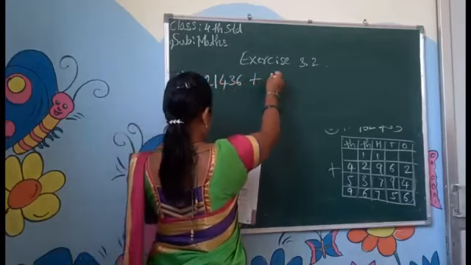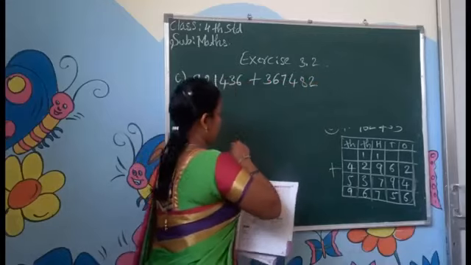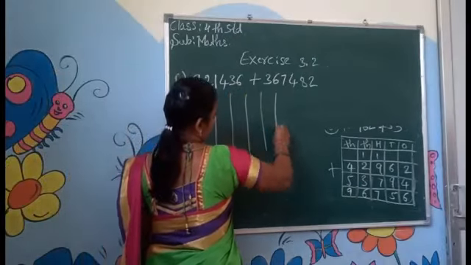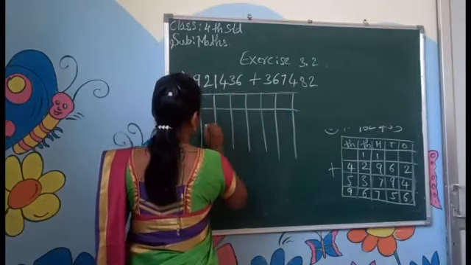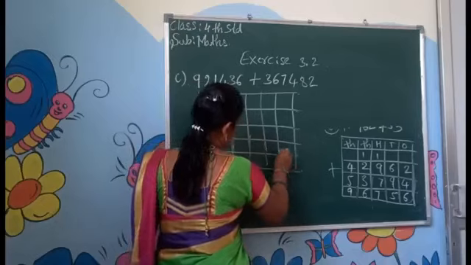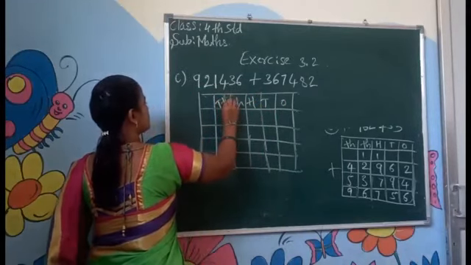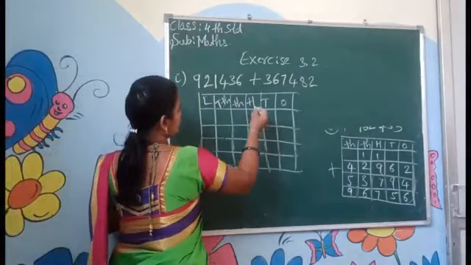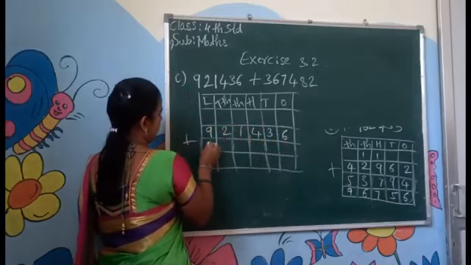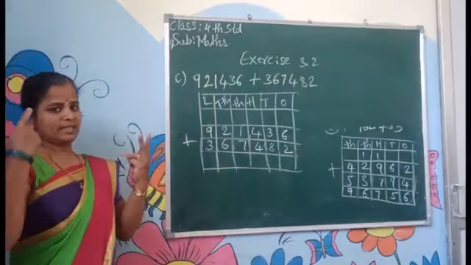21,436 plus 367,482. Here 6 digits: 1, 2, 3, 4, 5 and 6. Ones, tens, hundreds, thousands, 10,000 and lakh. First, 6, 3, 4, 1, 2, plus 6, 3, 6, 7, 4, 8, 2. Yes. 6 in the mind, 2 in the hand: 6, 7 and 8.